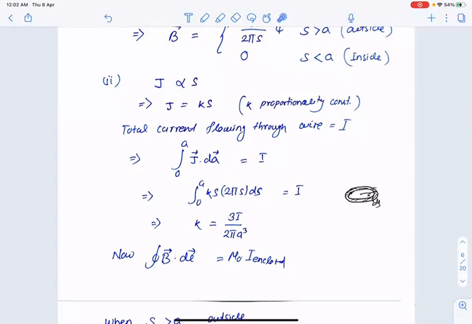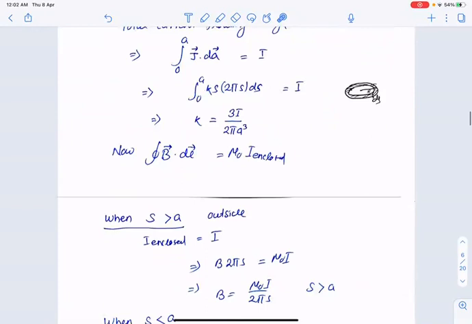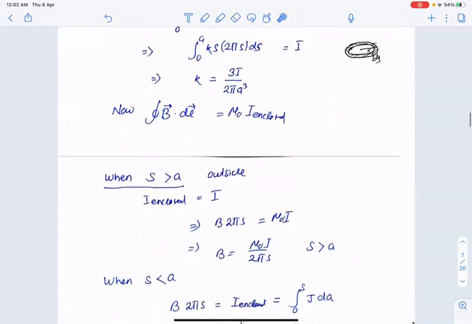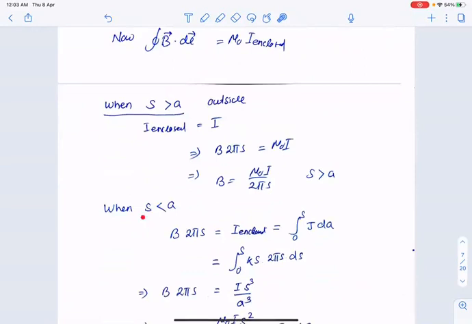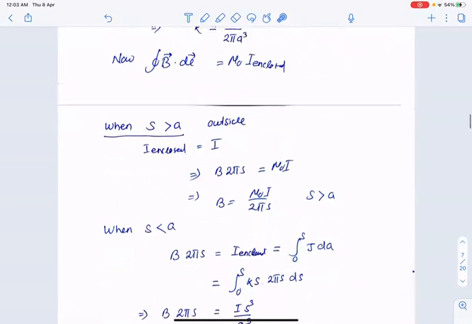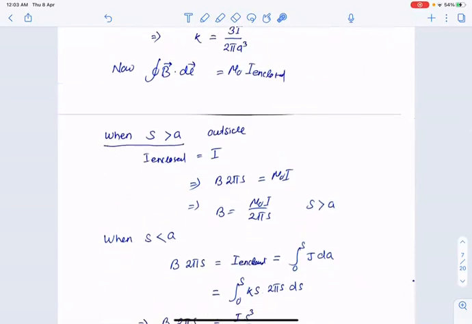Now the job is simple. All you have to do is B dot dl as mu 0 I enclosed. The only thing you have to calculate is I enclosed. If you are outside, I enclosed is still I, because your total current is I. So your B dot 2 pi S is mu 0 I, and it turns out to be the same result as before. But if you are inside the cylinder where S is less than A, the situation is different. Depending upon where you are, your total current enclosed will vary.